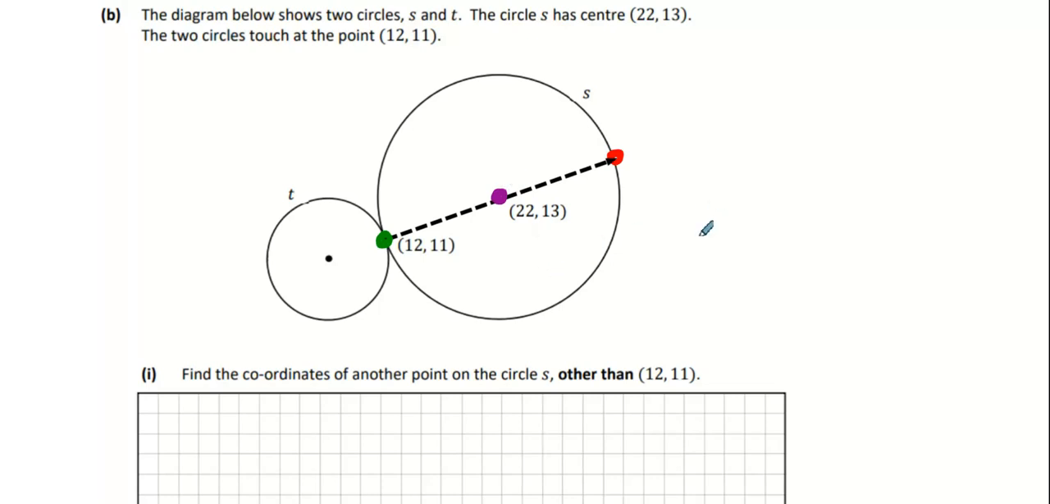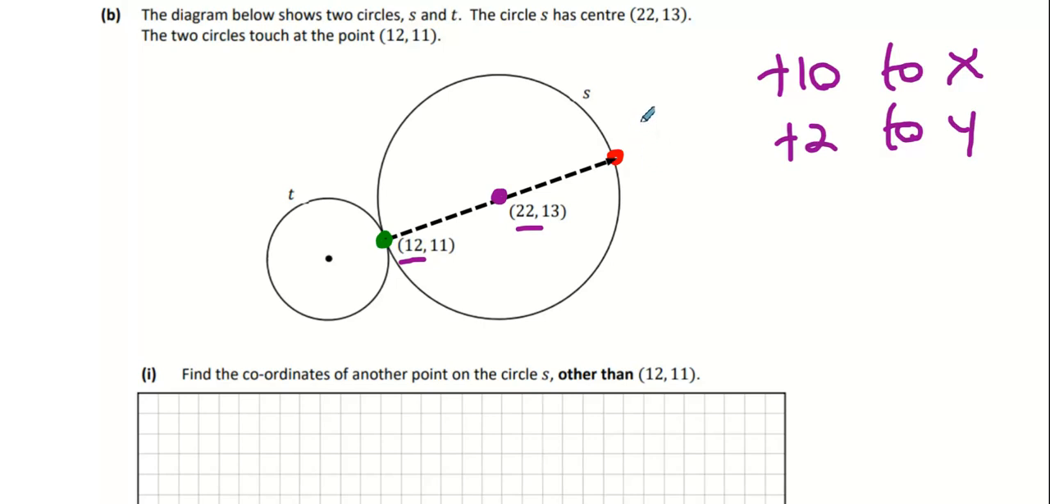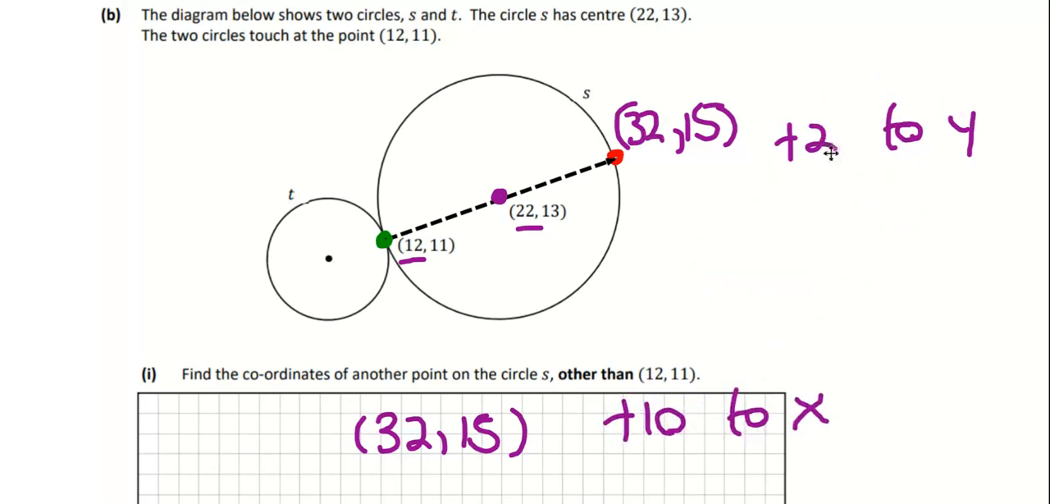Now, get this. How'd you go from 12 to 22? Plus 10 to the x value. How'd you go from 11 to 13? Plus 2. Can anybody predict what the red dot would have to be then? Add 10 to the 22 and you get? And add 2 to the 13. Because it's the same direction and same distance. This is known as a translation. You cool with that? So 32, 15. And that would be your workings. All good?